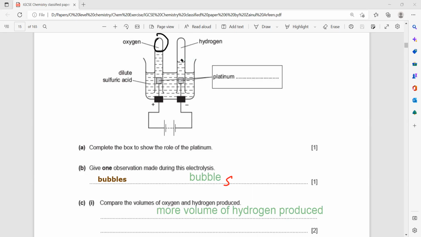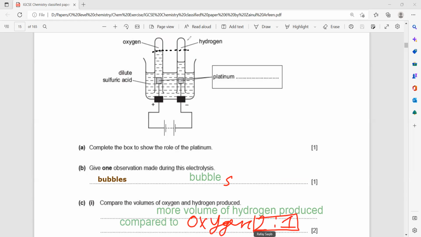And comparison should always be in terms of ratio, like twice, half, double, triple, quadruple. So you can see hydrogen is more than oxygen. That is one thing. But what is a comparison? Whenever you compare, it should be in ratio. If you try to compare the ratio, oxygen is half of hydrogen, or the volume of hydrogen is twice that of oxygen.